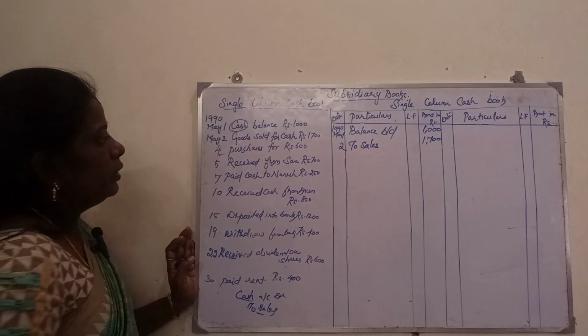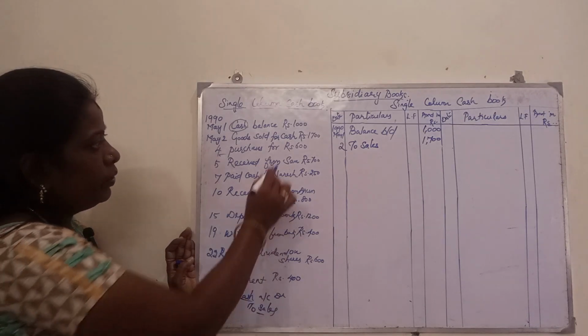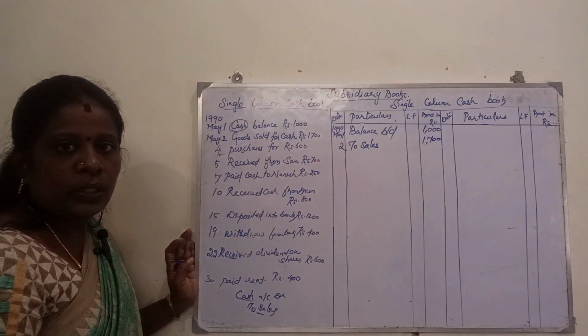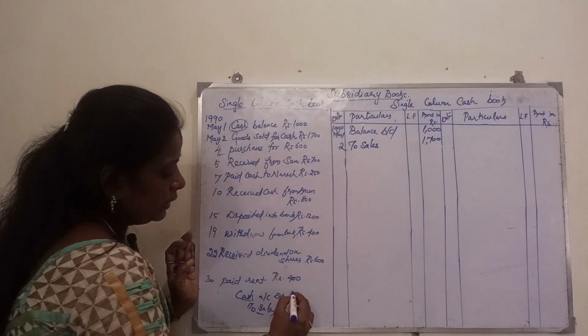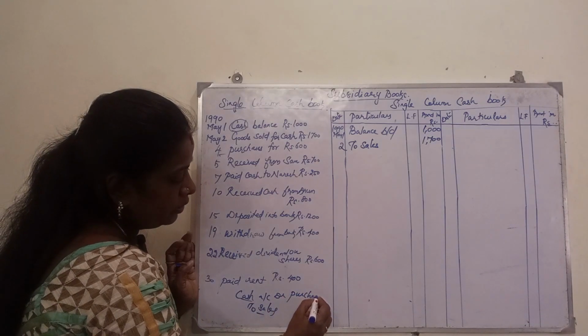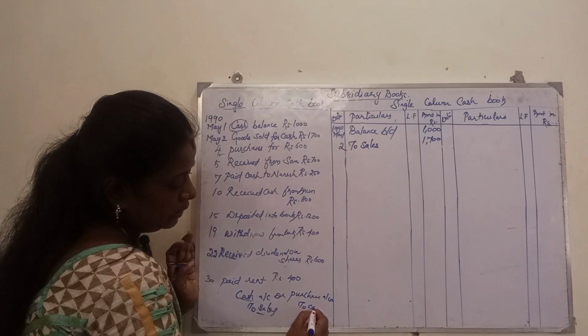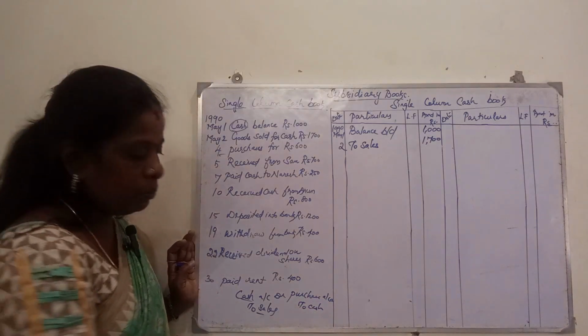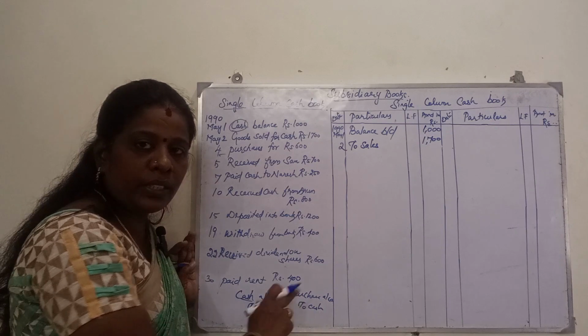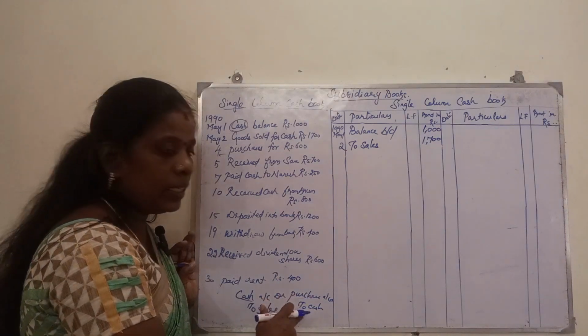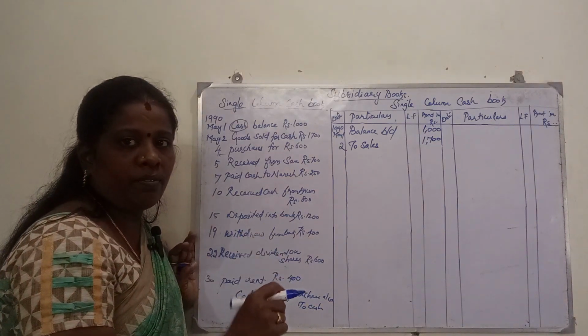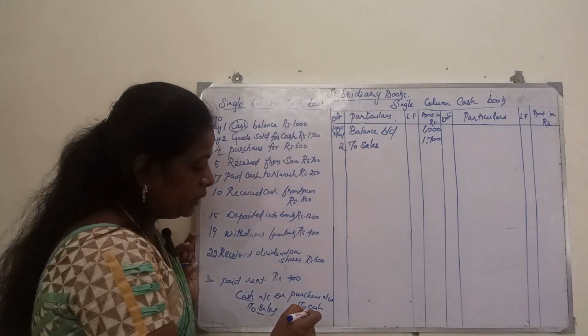Next one on 4th, purchases for rupees 600. So what is the journal entry made for purchases? Purchases account debit to cash. If it is cash purchase, purchase debit, cash credit. If it is credit purchase, debit the particular name where we are purchasing, the supplier name is mentioned here.